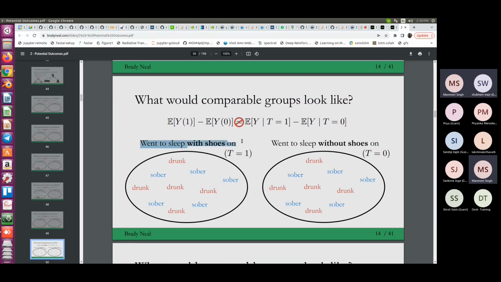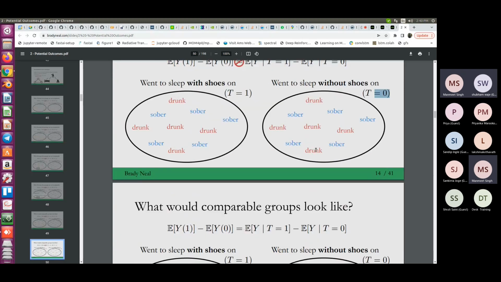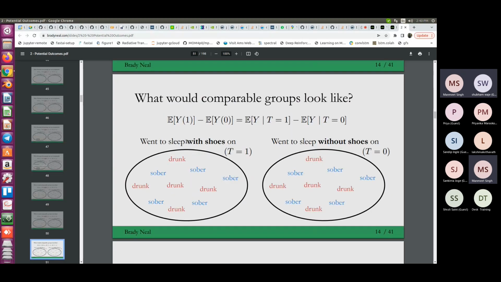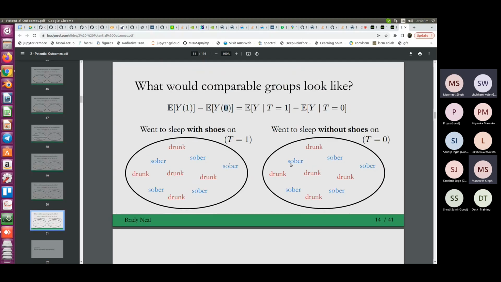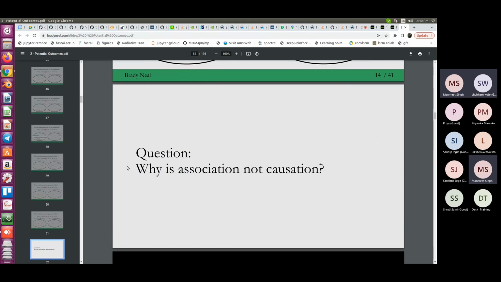So this is how your comparable groups would look like. When to sleep with shoes on, t equal to 1, let's say that's the treatment. And to sleep without shoes on is t equal to 0. Now if you compute the expected value, y at t equal to 1 is the person went with shoes on, y at t equal to 0 is the person went without shoes to sleep. The chances are that your causal effect won't come into the picture, or you would quantify that there is no causal relationship between getting up with a headache and wearing the shoes on.